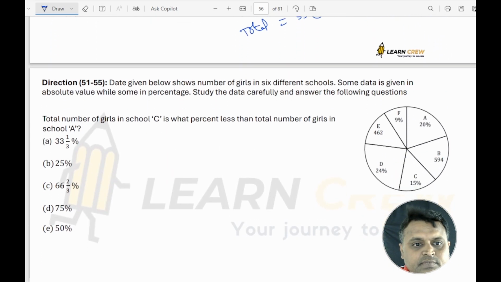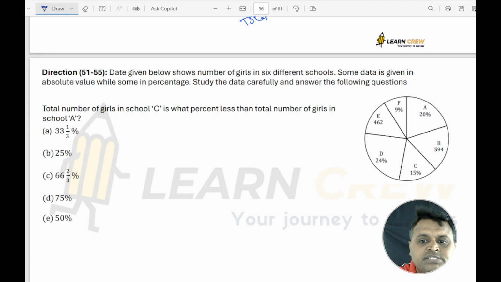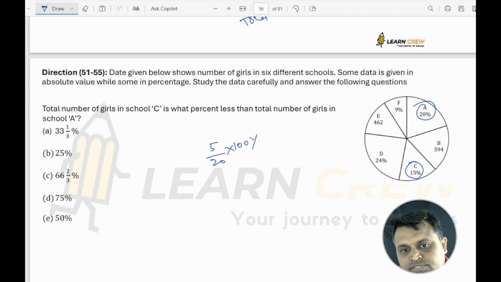Next. Total number of girls in school C is what percentage less than total number of girls in school A? So C is 15, A is 20. 15 is less than 20. 5 by 20 into 100%. So 1/4 means it is 25%. So answer is option B.